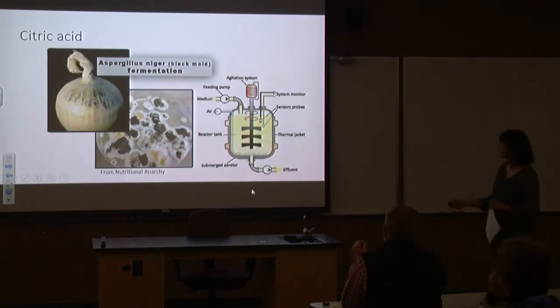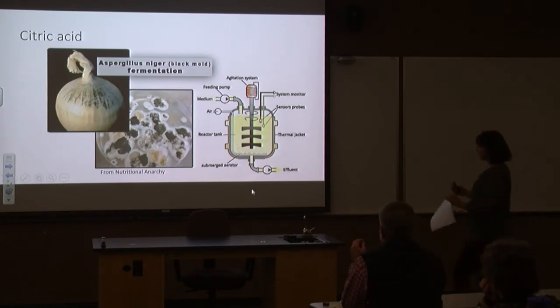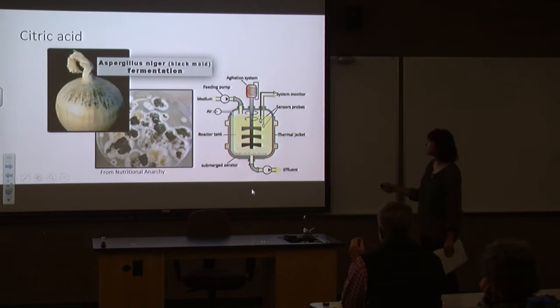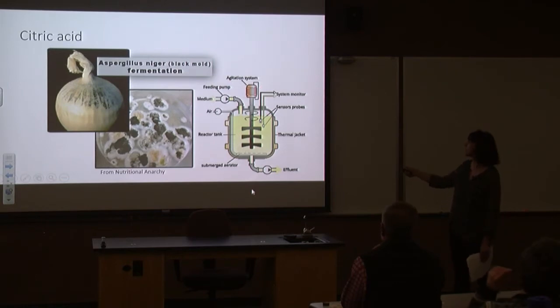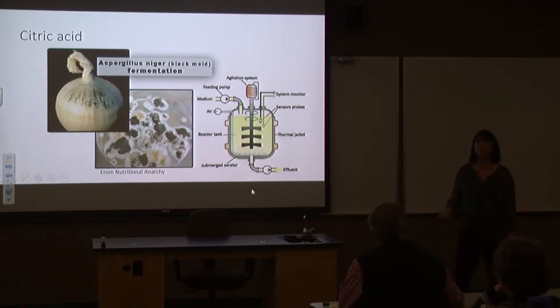So here's an example. Here's Aspergillus niger, this black mold, and this is an overview of how it's produced. You have this reactor tank where you would have the Aspergillus, you'd have this aeration system putting in the medium, and then the effluent would be the citric acid that's being produced here.